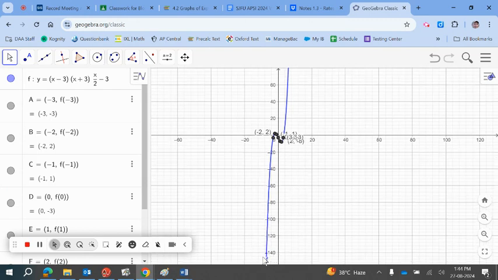Here, the rate of change is positive. Here, the rate of change is less positive, but still positive. Here it is positive. Here, the rate of change is positive.